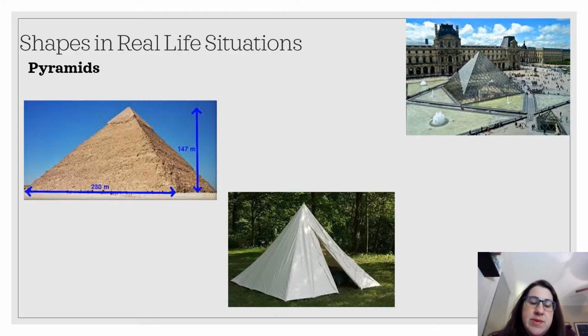So here are some pyramids in real life. There's the pyramids in Egypt. There's a pyramid tent with a square base. There's the pyramids in Paris, France. The Louvre is a very famous museum. And they have pyramids here, and then the museum is underneath. And there's 2 small pyramids. It's really cool.